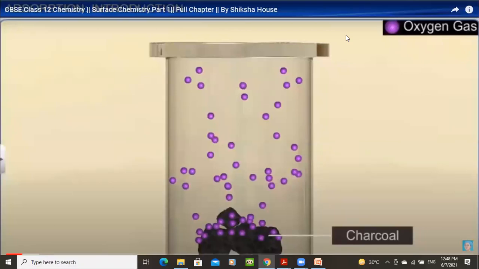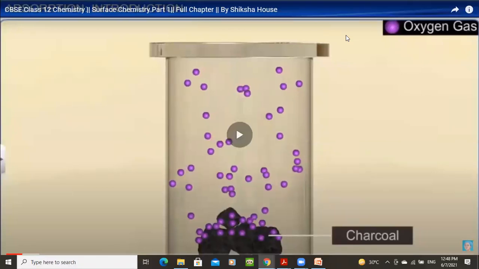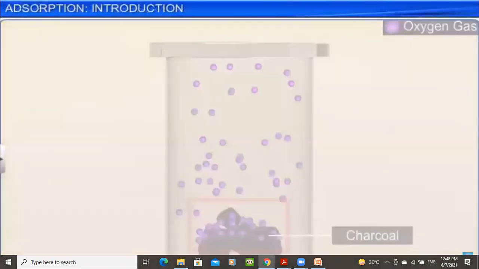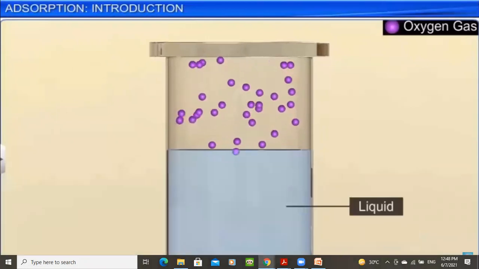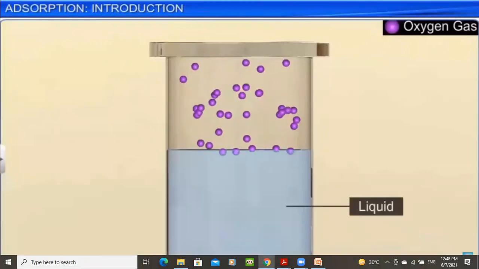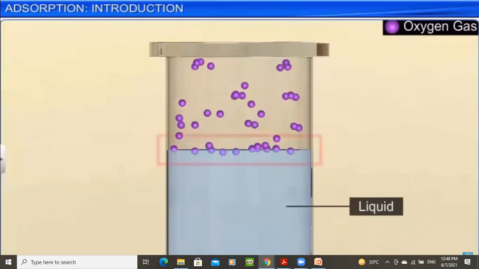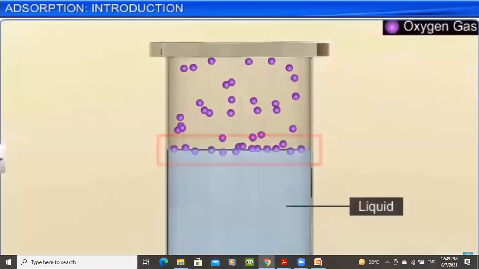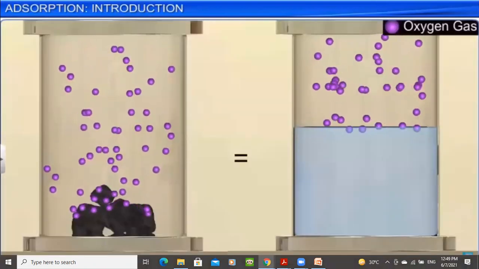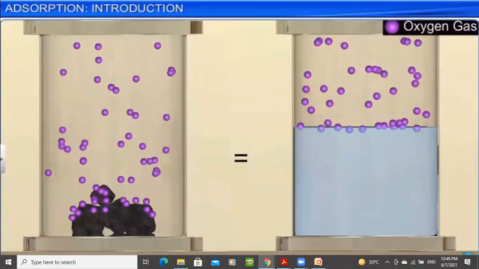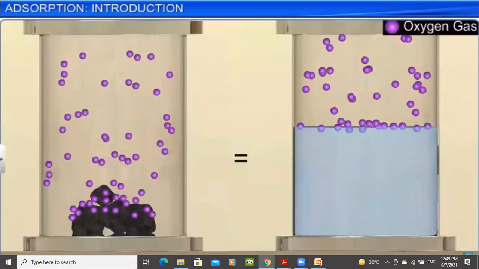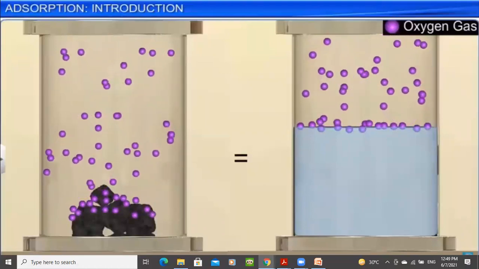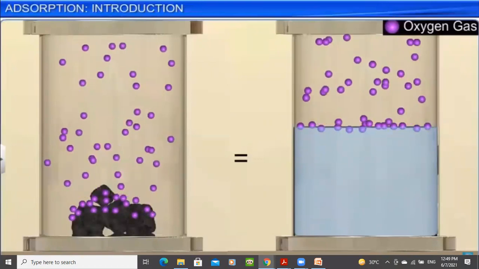See, this is the example. I just put charcoal inside the gas chamber. As you can see, the gas molecules deposit on the surface of the charcoal. And if I take a liquid with a gas phase over it, you can see the gas molecules adsorb on the surface of that liquid. In both cases, adsorption is there, but it does not move to the bulk. It does not penetrate. The gas molecules just stick to the surface of the adsorbent, whether it is charcoal or water.